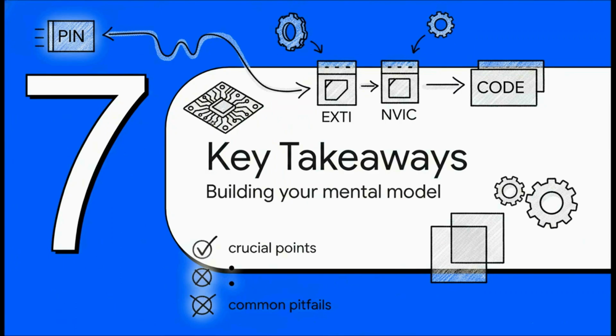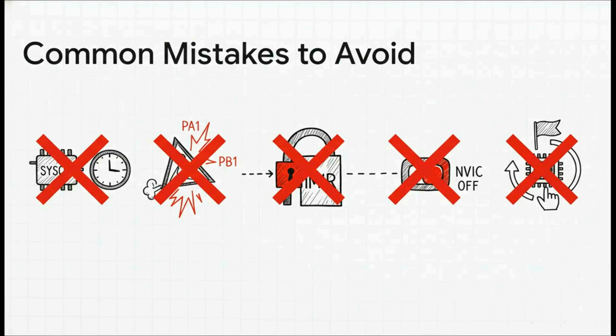So there you have it. We've traced the entire signal path and even looked at the hardware that makes it all so efficient. Let's quickly wrap up by summarizing the key points and, more importantly, the common mistakes you'll want to avoid. You know, building a good mental model also means knowing where the traps are, and these are the big 5. Forgetting to enable the clock for the SYSCFG peripheral, trying to map, say, both PA1 and PB1 to EXTI line 1 at the same time, not unmasking the line in the EXTI register, forgetting to do the final enable in the NVIC, and of course, the big one we just talked about, not clearing the pending bit in your ISR and getting stuck in a loop. If you can remember to check these 5 things, you will solve 90% of your interrupt problems.